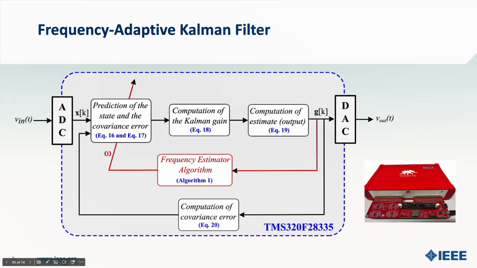This is the proposal. You can see here the simplified block diagram. I have here the Kalman filter in black, which are the common blocks of the Kalman filter, and in red here is the proposal of this paper. I'm using a frequency estimator algorithm to compute the frequency of the input signal, and with this result I'm going to update the matrices of the prediction of the state and the covariance error. You can see here that by applying the input to the ADC of this microcontroller, I can compute everything, and as a result this is the derivative of this signal here.